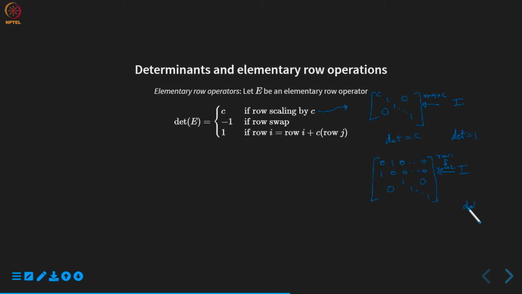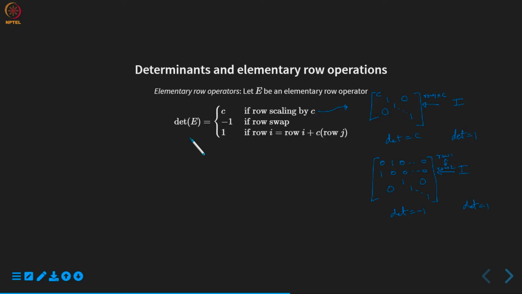So here the determinant is 1. From your row swap property, you know that the determinant here has to be -1. Same thing with the last one. When you do row I equals row I plus any C times row J, we know the determinant does not change. The matrix corresponding to this operation is simply the same operation applied on I. So you take I for which you know the determinant, you apply the same operation, and you get that the determinant is 1.